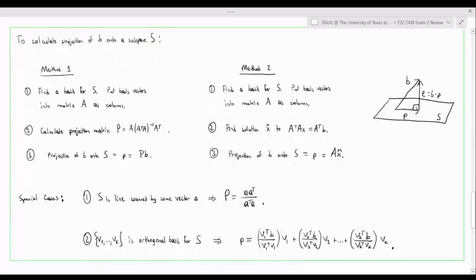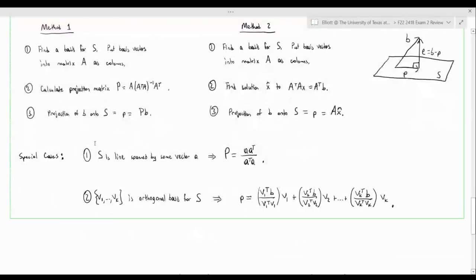You can also calculate the projection vector without getting the projection matrix. The way you would do that is find a least squares solution by solving this equation using elimination. Once you solve for x hat, you can just do A times x hat to get the projection vector, okay? I don't tend to use method 2 that often, but it is another way you could calculate the projection vector without actually calculating the inverse of A transpose A, okay?